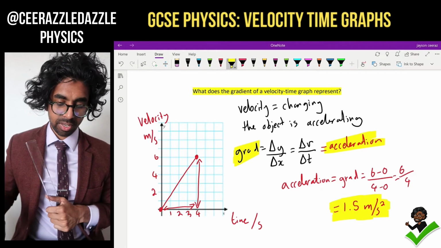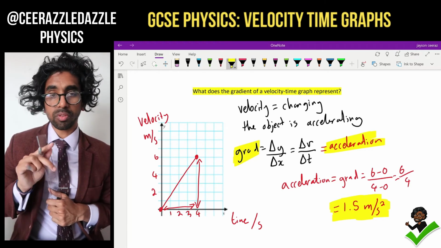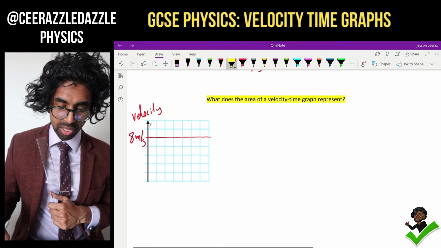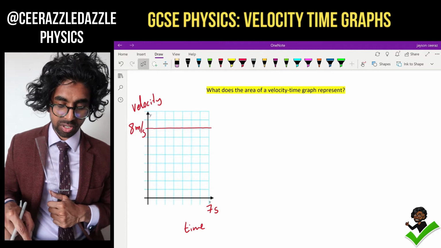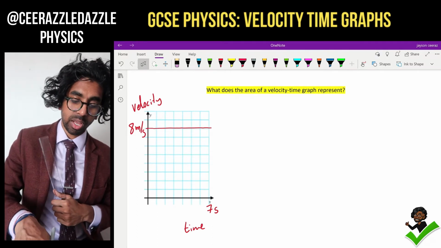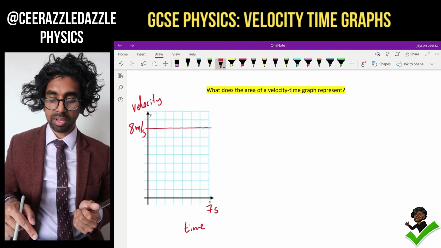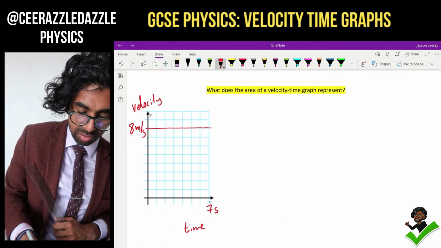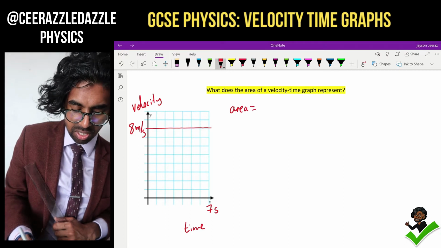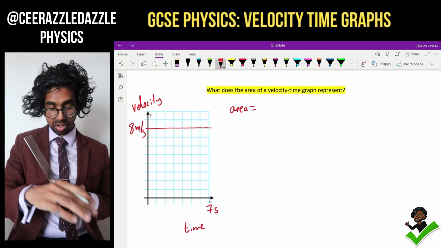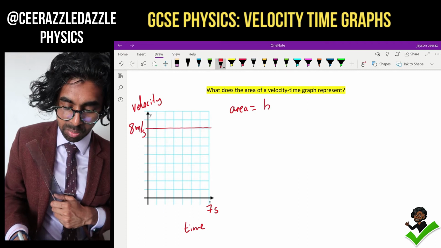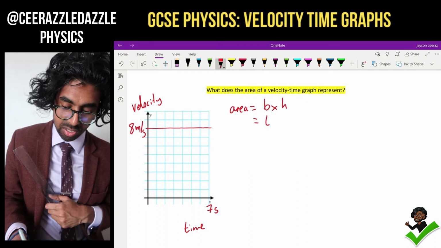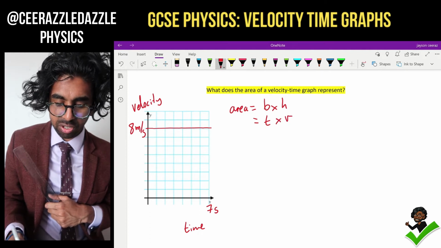Easy stuff. Now, we know the gradient of a velocity time graph represents the acceleration, but what about the area of a velocity time graph? So let's say we're given a velocity time graph and we're asked to work out the area. What does the area represent? Well, the area under that line is base times the height. The base, what's on the x-axis, is the time. The height is the velocity.